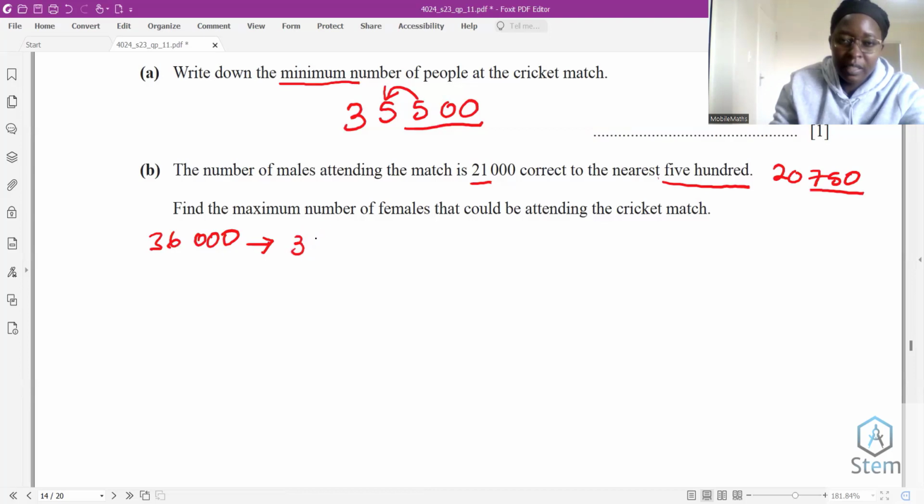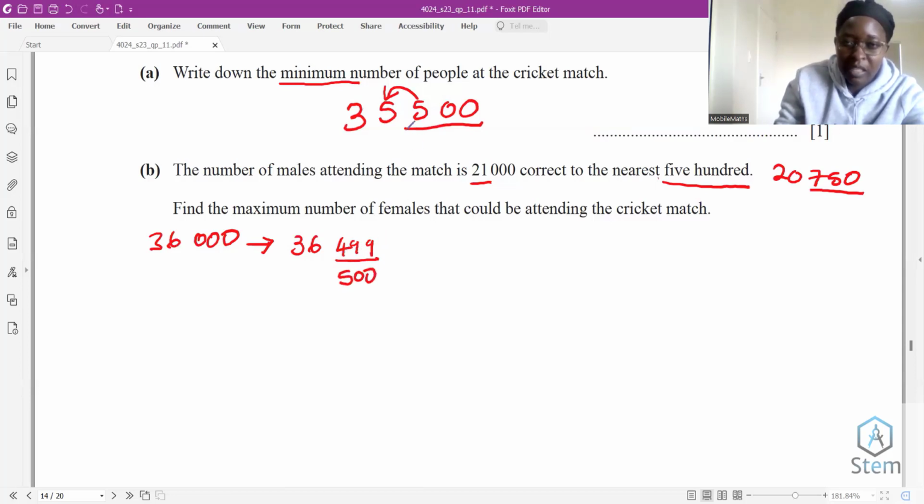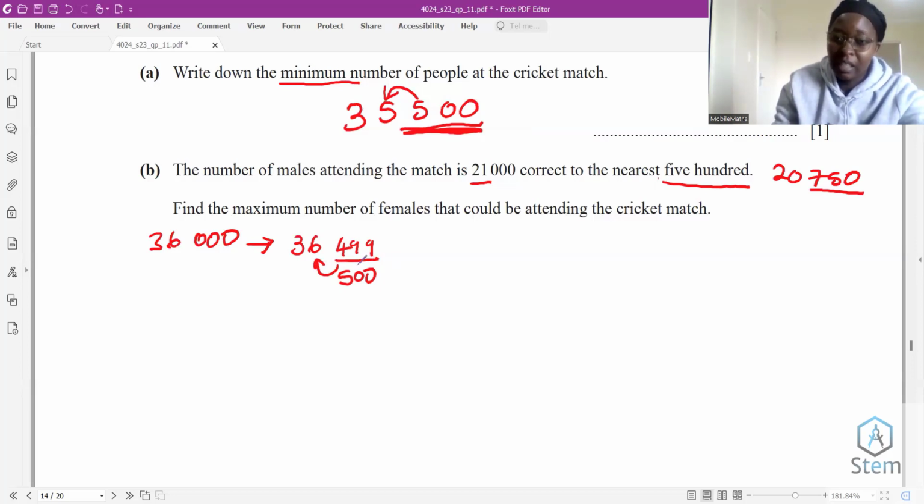We can have 36,499. This number is below 500, like in this case here. So if it is like this, it can be rounded off to 36,000. So this is our maximum number of females that are attending the cricket match.